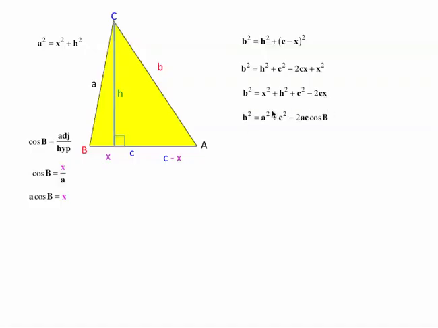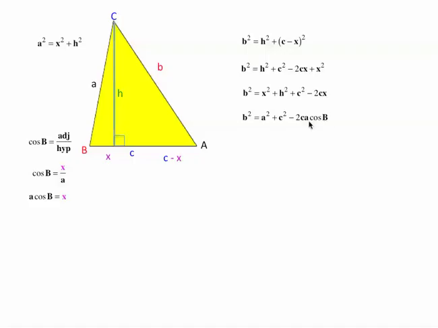So we end up with b squared is equal to, and I replace my x squared plus h squared with a squared here. Here's my c squared minus 2cx. I've replaced my x with a cos of b, so instead of writing 2cx, I'm writing 2c a cos of b.